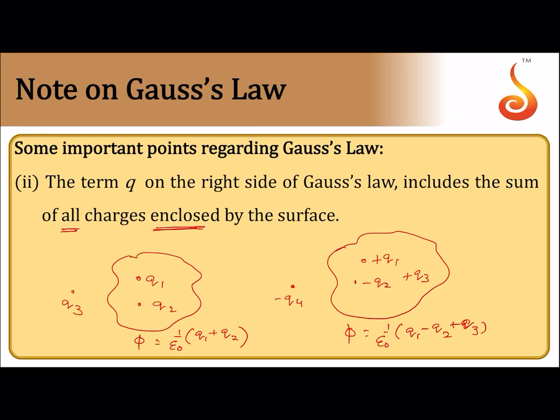Okay. So kindly draw those two diagrams and write it down. So Q enclosed is the net charge enclosed inside that surface. Charges outside the surface do not matter. And if they are plus minus signs, you'll add and subtract accordingly. Therefore, Q enclosed in the first case is Q1 plus Q2. Q enclosed in the second case is Q1 minus Q2 plus Q3. That is the second note on Gauss's law.